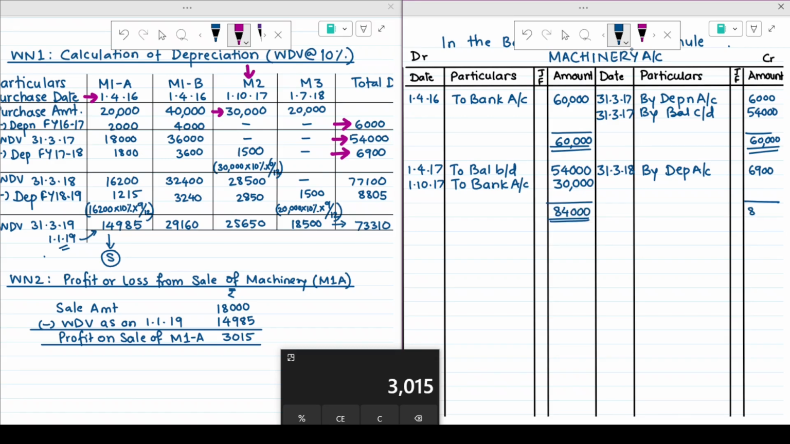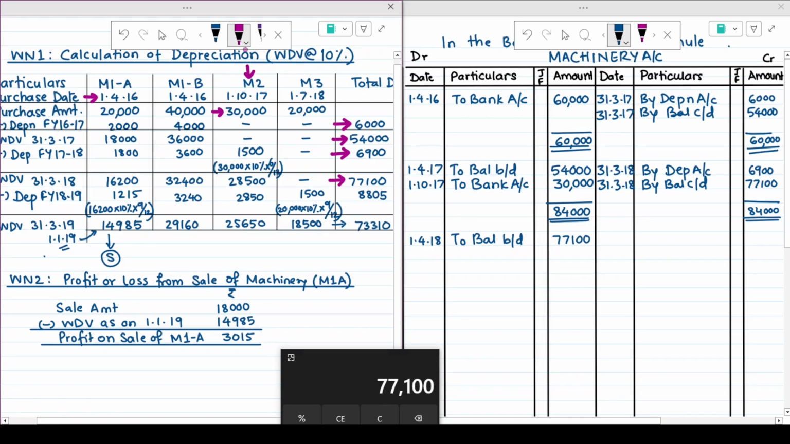84,000, 84,000, 84,000 minus 6,900 will give 77,100. So the balancing figure is by balance close down 77,100. This amount we will carry forward in next year, 1st April 18 to balance brought down. The amount is 77,100. This amount matches with our working, 77,100.